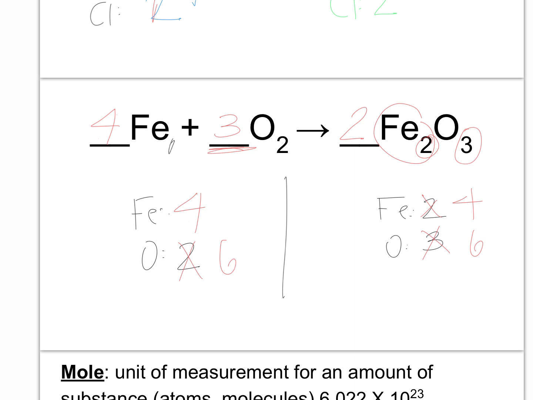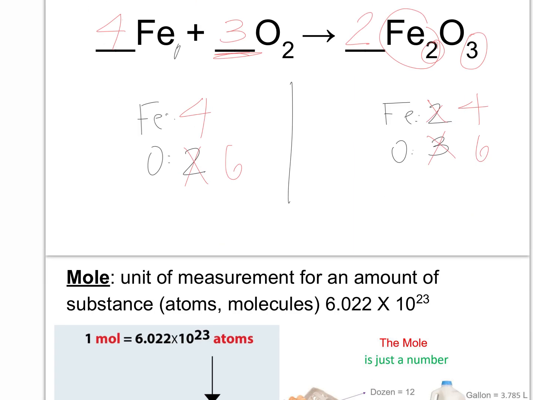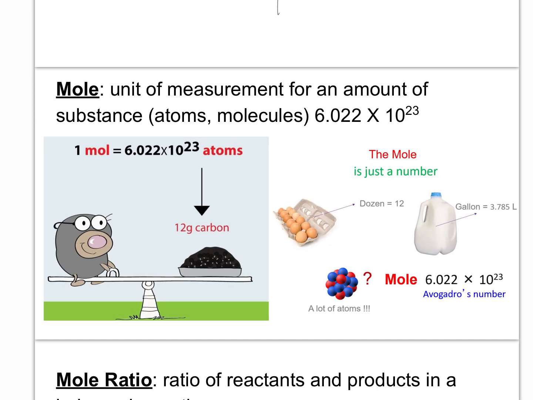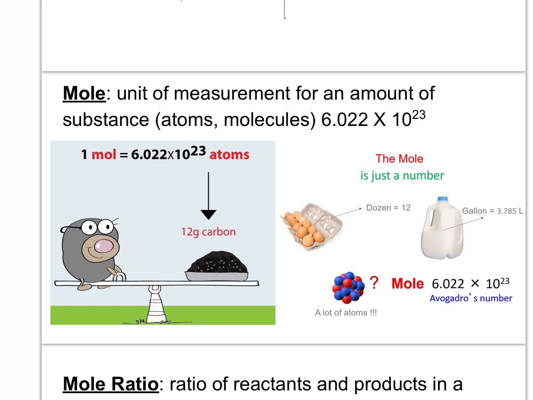If you were here for class and you just needed the review, that is all you need. If you weren't here for class, I'm going to scroll down and make sure you get these 2 additional vocab words. You can add those to your notes. You need to know that a mole is a unit of measurement for an amount of substance. Specifically, it's this really large number right here, 6.022 times 10 to the 23rd.